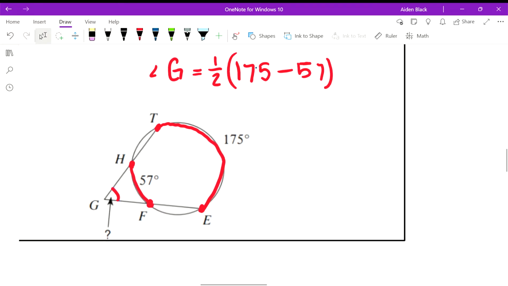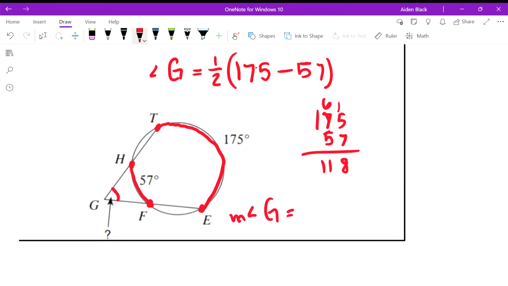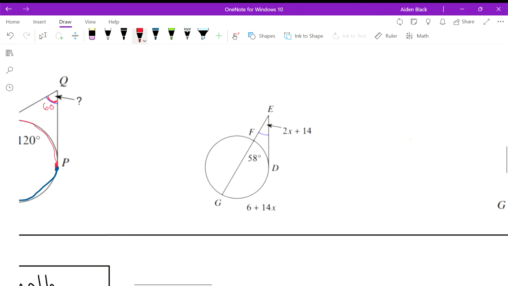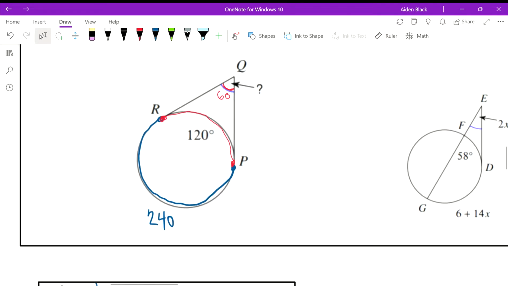So in this case, 175 minus 57 would give us 118. Therefore, the measure of angle G is 1/2 of 118, so it should equal 59. So this is 59 degrees in here. It's going to be the same case for all of these. This is a tangent secant. This is a tangent tangent.